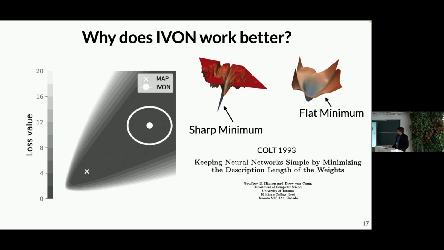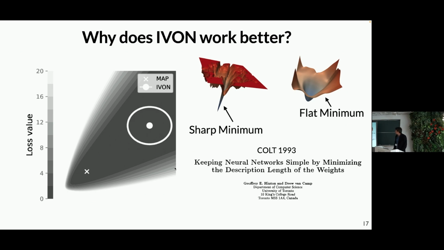Okay, then of course the question is, this sounds impressive, but why does it work better? Why should it work better? And here's an explanation already from 1993. Geoffrey Hinton wrote this paper, Keeping Neural Networks Simple by Minimizing the Description Length of the Weights. So he already proposed that objective function that I1 is optimizing. And the motivation here is that by having this entropy term, you're essentially trying to find the simplest solution that explains your data. And that corresponds to flat minima also in the loss landscape.